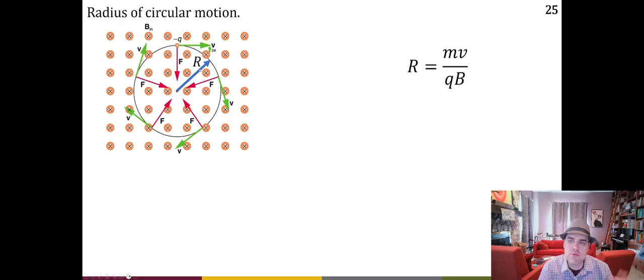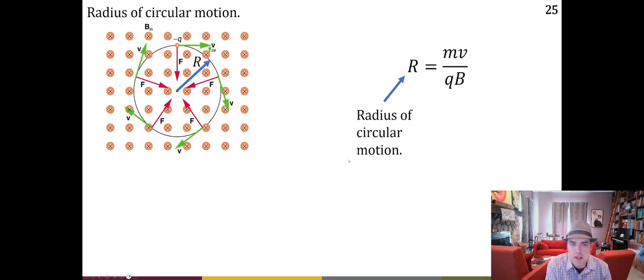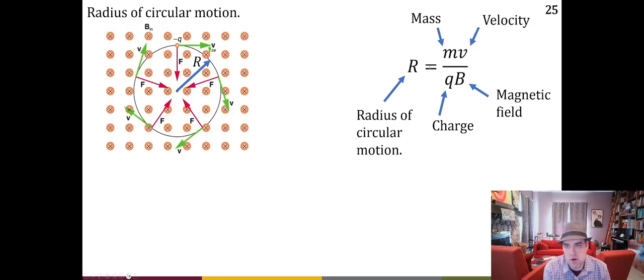Well, if our particle is fully encased in a magnetic field, it's not just going to make a half circle, it's going to make a full circle. And we can calculate the radius of that circle using this equation, where r is the radius of the circular motion, q is the charge of the particle that's undergoing the circular motion, B is the magnetic field that it's in, v is the velocity it's moving at, and m is the mass of our particle.